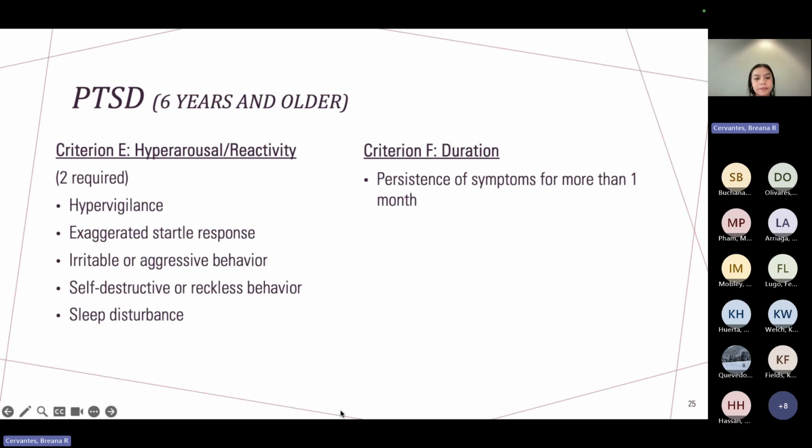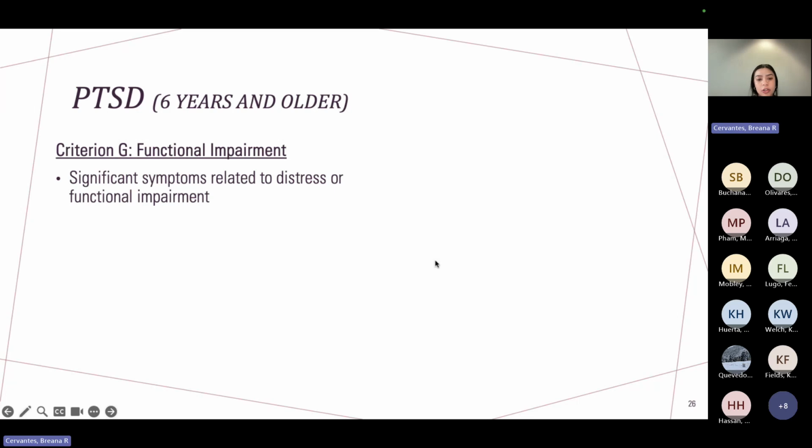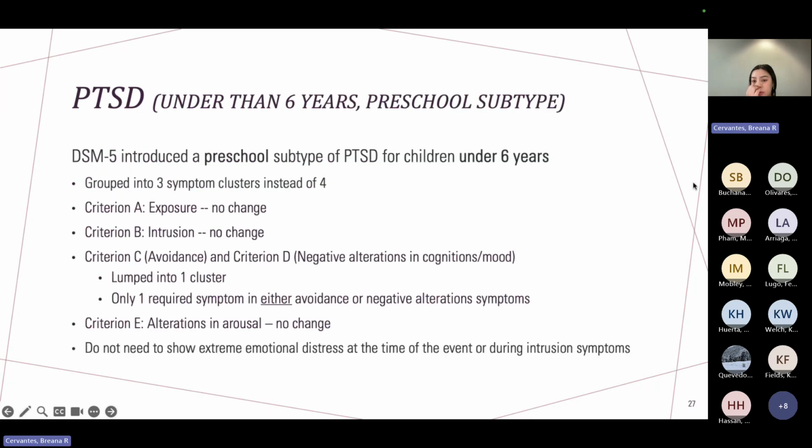Okay, and then as far as duration, criterion F, symptoms need to be present for more than a month. As always, functional impairment, and then we'll talk about the preschool subtype. So that was for everyone, 6 and up. You can also get a PTSD diagnosis with the preschool subtype specifier if you're under 6.